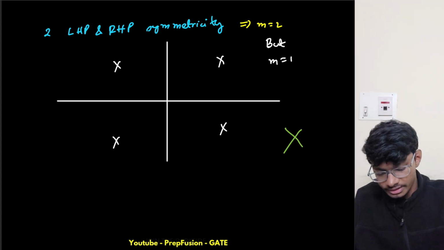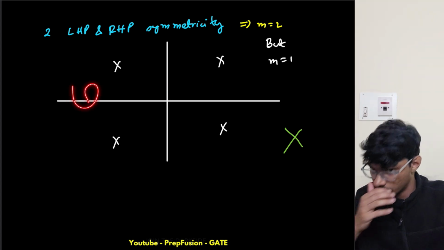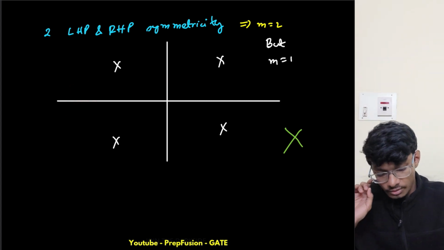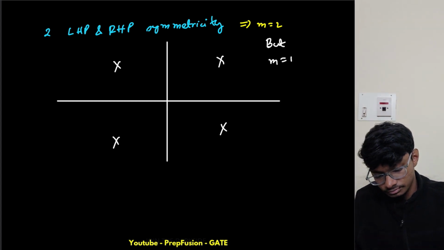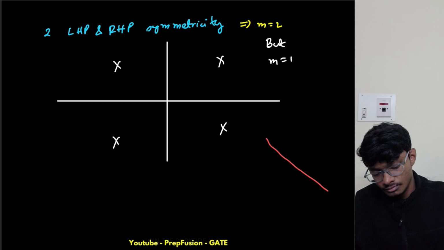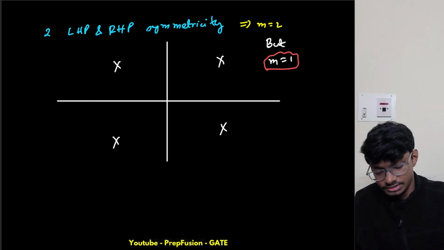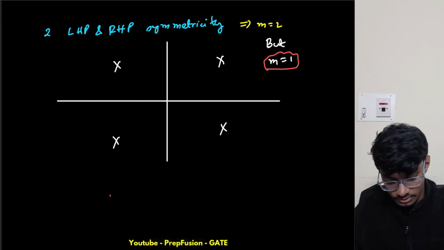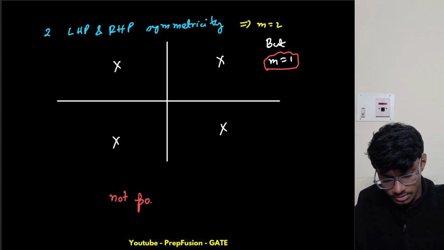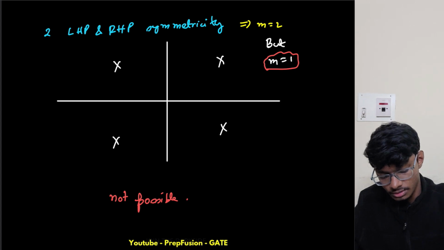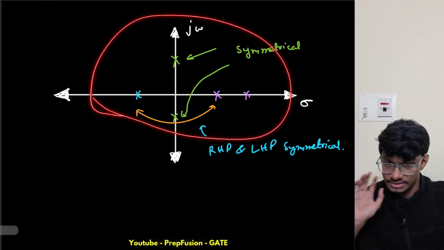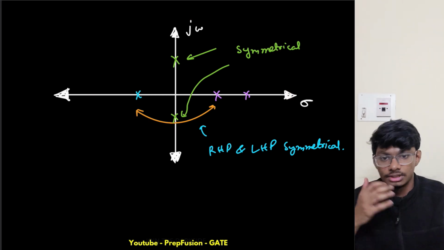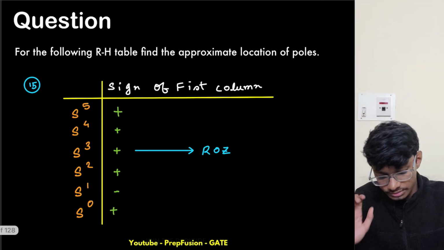Obviously the remaining root will lie around here, but we will not consider this case because my m is equal to 1. So this is not possible. I hope that cleared up a bit why I'm doing it like this and not like that one. Okay, so let's solve the next question.